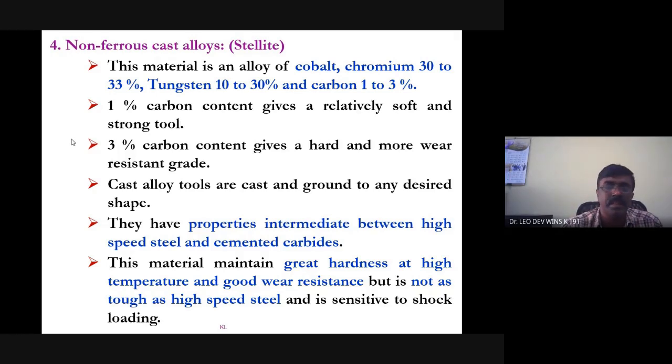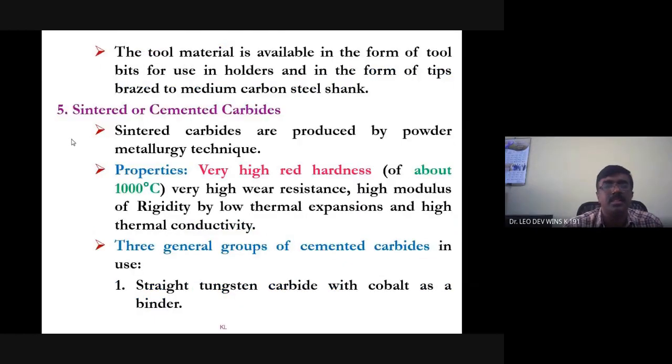We are mixing carbon powders, iron powders, titanium powder, then tungsten powder, and tantalum powder. According to our requirement, we will be mixing the concerned powders in proper proportion so that we are able to generate that particular cutting tool material. The next one, as I have mentioned, is sintered carbide or cemented carbide. Both are the same. Don't think that sintered carbide is different from cemented carbide, compared to the other materials like alloy steel or high speed steel.